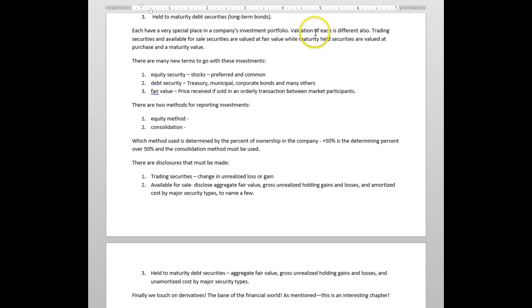And each one is valued differently. Trading securities and available for sale securities are valued at fair value. Held to maturity securities, it's kind of odd here, are valued at what they were purchased at. And as you go along with your amortization, that amortization changes the value. So they're valued on the books a little bit differently.